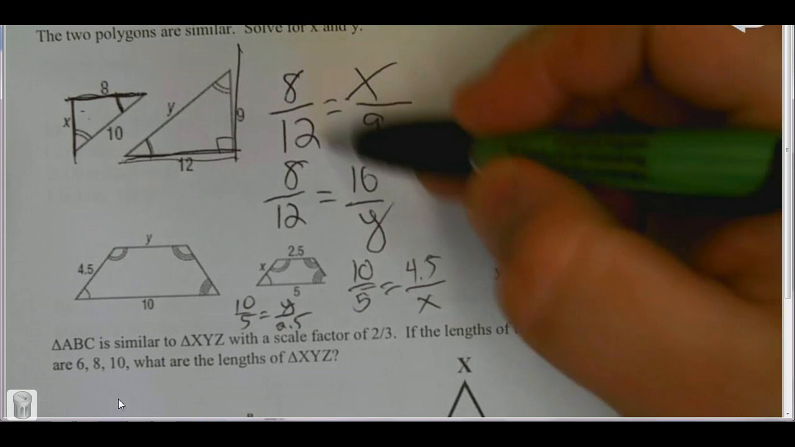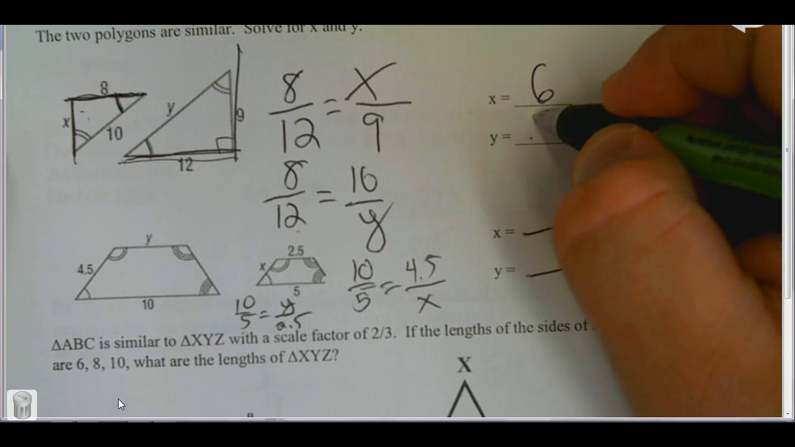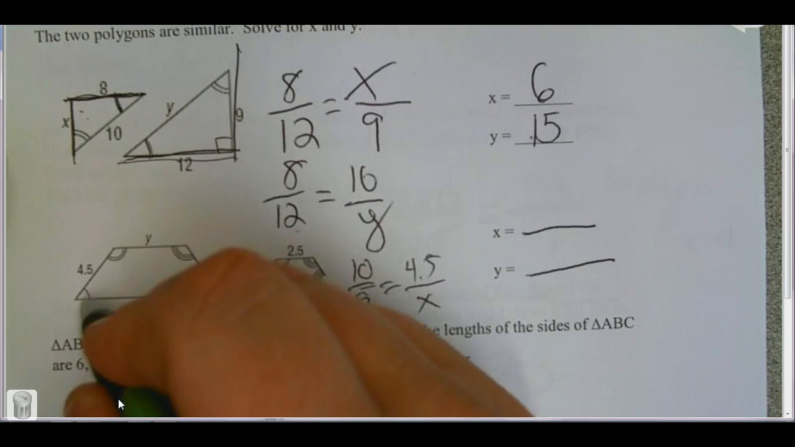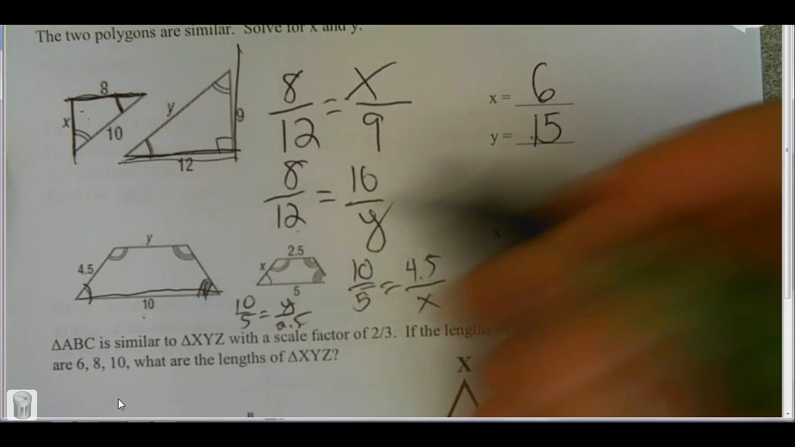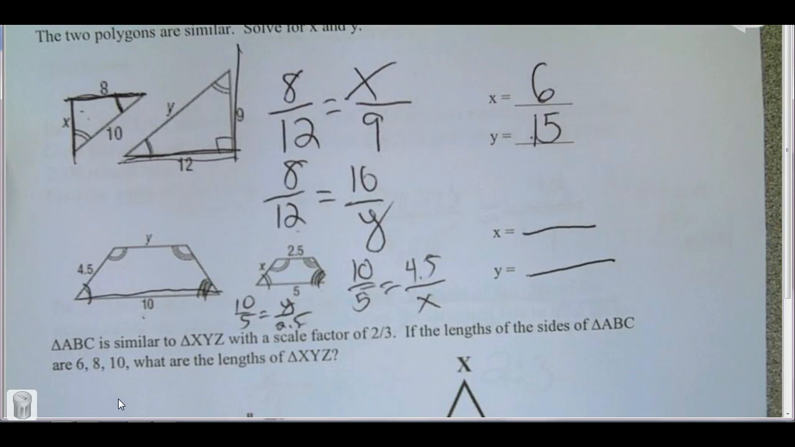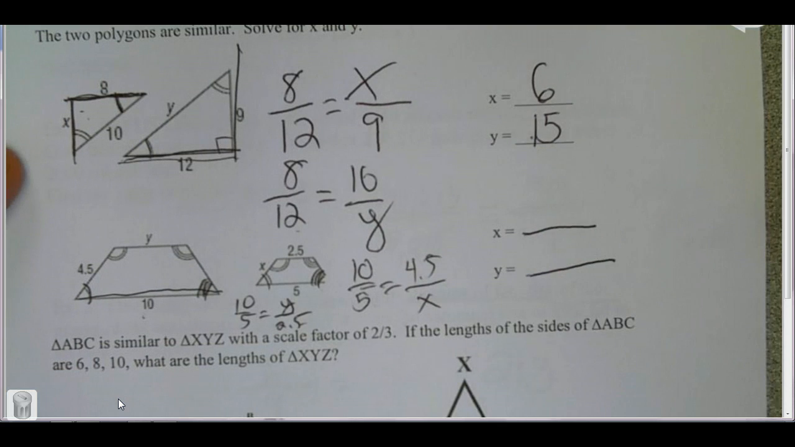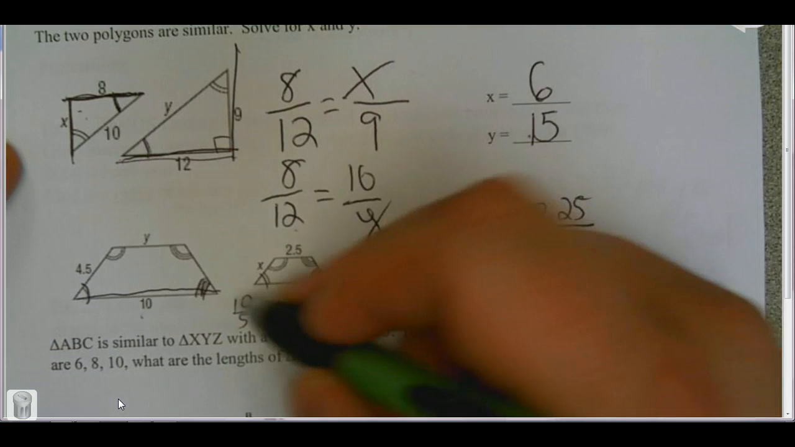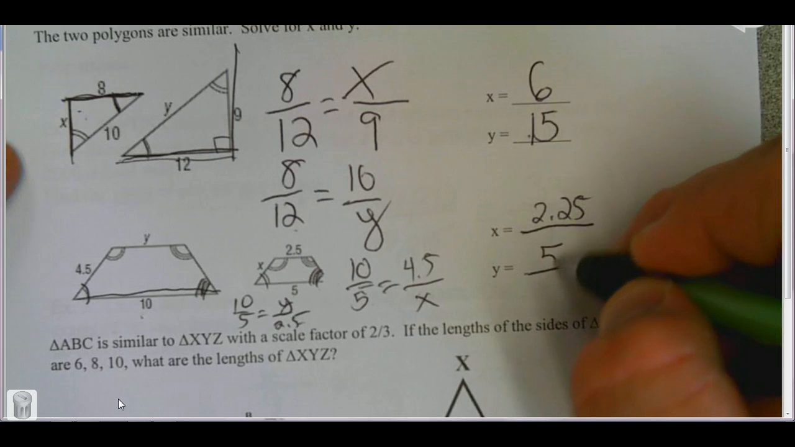Okay, for this one, you had to do 8 over 12 and 10 over y. When we cross multiply and solve, y is 15. For this one, our base ratio is 10 over 5. Again, notice the 1 and the 4, 10 over 5. So to solve for x, we have to do 10 over 5 equals 4.5 over x. So for x, we get 2.25. For y, we had to do 10 over 5 is equal to y over 2.5. So for y, we got 5.